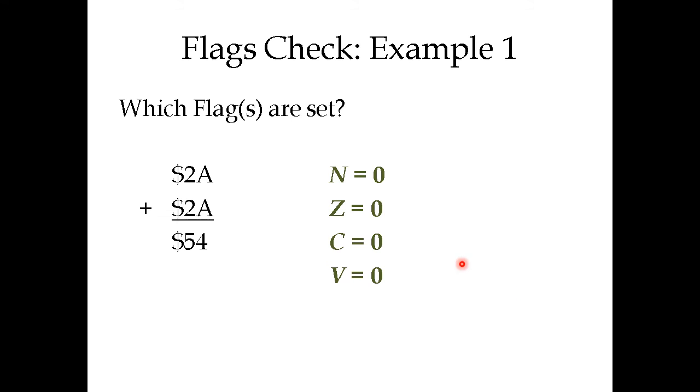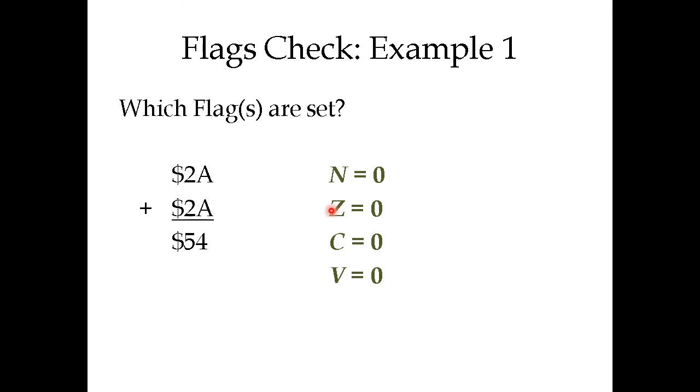Let's look at the flags. The N flag is 0. Why? Because your answer is not negative, right? It's a positive number. What is the answer? 54, right? 54 is a positive number. How can I tell 54 is a positive number? Because the leftmost digit is less than 8. If it is 8 or more, then it's negative. So if it is not 8 or more, that's positive. So the negative flag is cleared.